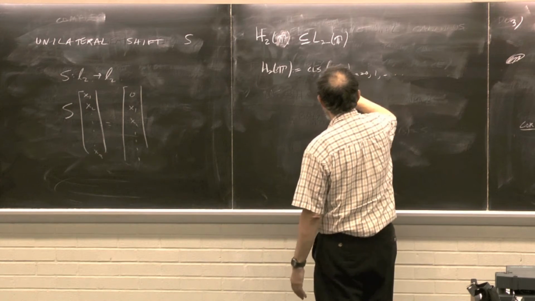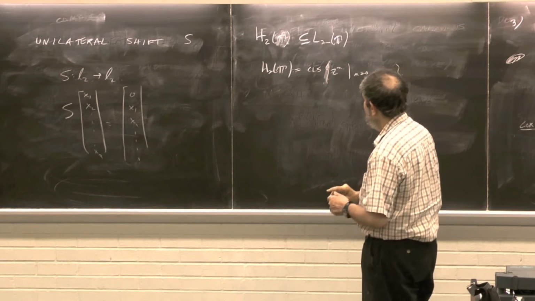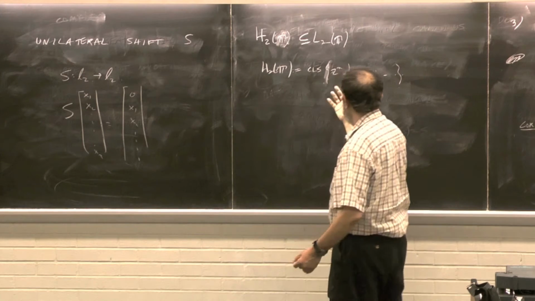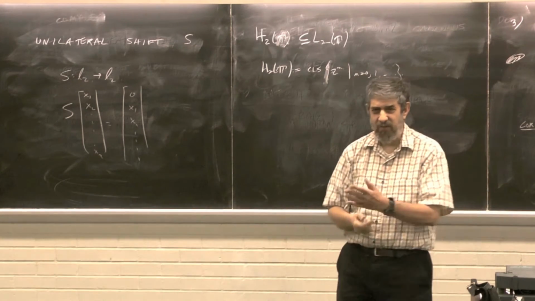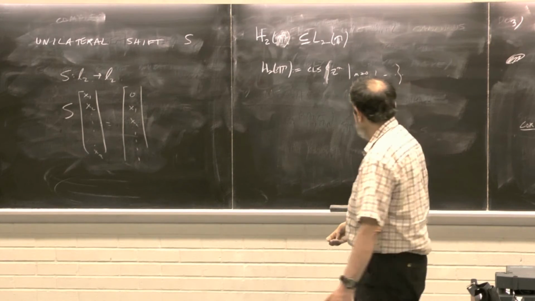Negative powers of Z, all right? And the shift operator acts on here just by multiplication by Z. When you multiply by Z, you're moving everything one structure. So what's the advantage of this?